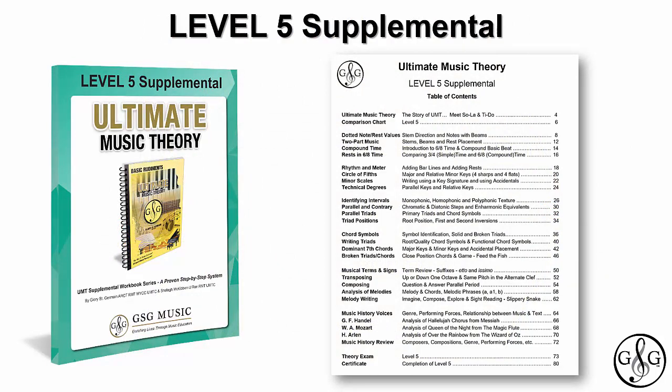The Level 5 table of contents itemizes the new concepts that are outlined in the comparison chart. So today we're going to look at the introduction of compound time and chord symbols. We're going to take a look at that. Also composing and music history. I've got some cool things to share with you. And of course, we can't cover everything, so I just sort of picked the few that I thought would be the most fun to do for today with you. And we've also included as a bonus a Level 5 theory exam and a special certificate to recognize your students' successful completion of Level 5. So that's everything that we've got lined up for you for today.